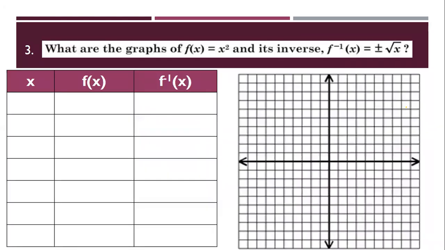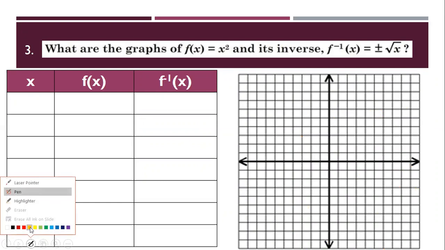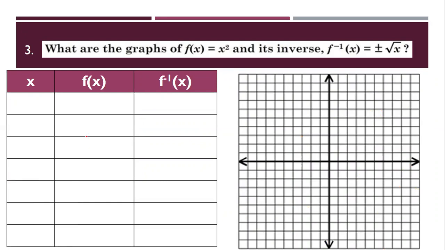Okay. So what are the graphs of f of x equals x squared and its inverse, plus or minus square root of x? So we're going to create the graphs here. We're going to use our x values. We have 0, -1, -2, -3, 1, 2, and 3.